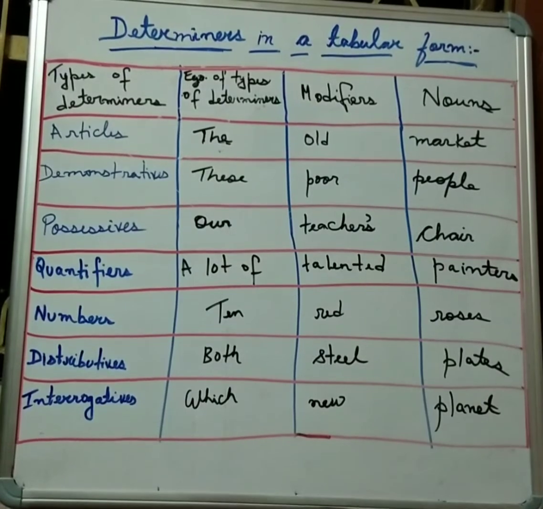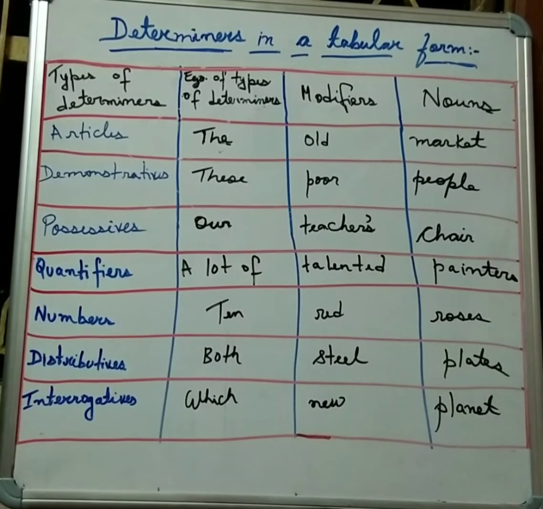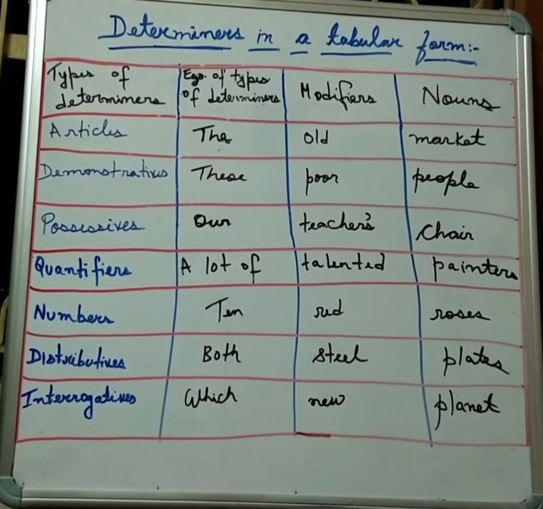Coming to the next, distributives. The example of distributive determiner is both. Modifier is steel, noun is plates. Here steel is not a noun, it is an adjective because it is telling us about the plates. What kind of plates? Steel plates. So here the word plates is a noun, which in turn is a plural noun.